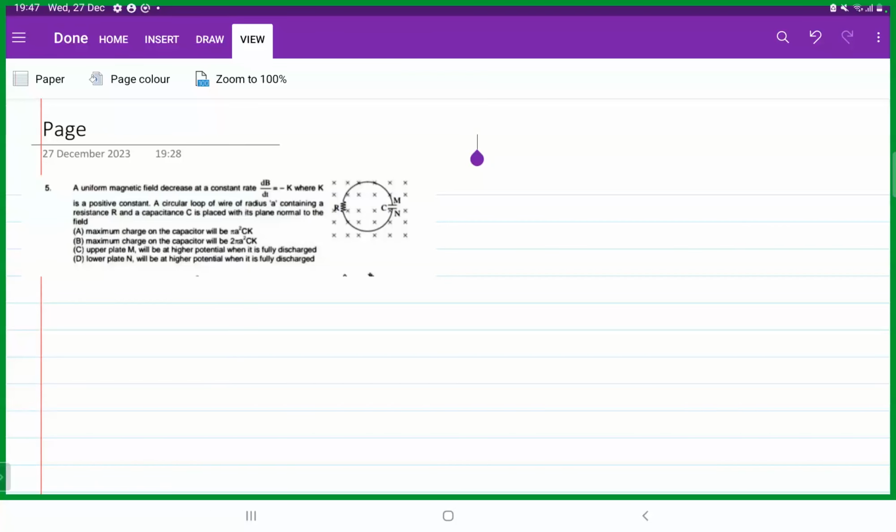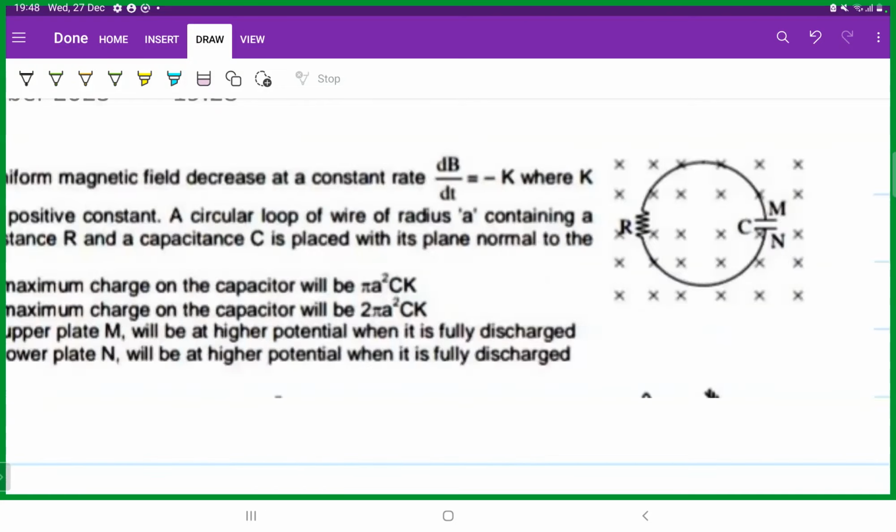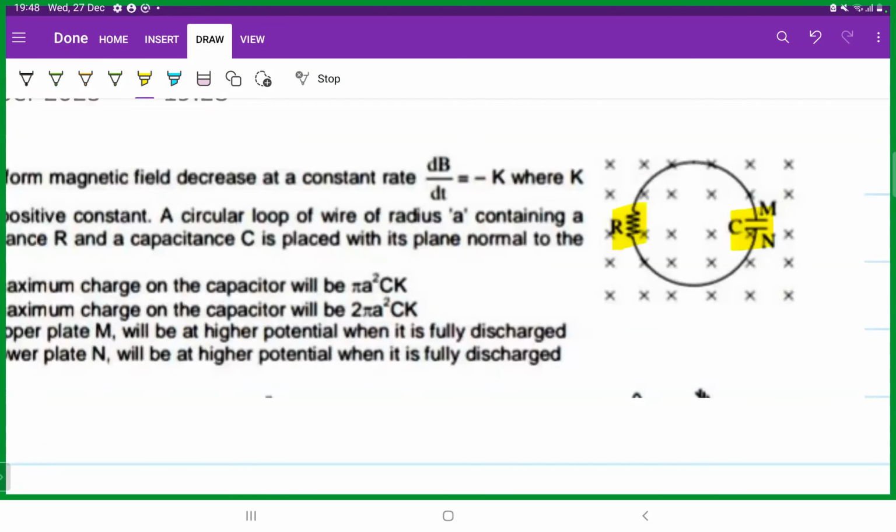Hello everyone. So we have this good question from the chapter of electromagnetic induction, and with this question you will also be able to revise some of the concepts of RC circuits, because there is a resistor and a capacitor here. So let's just go through this question once.